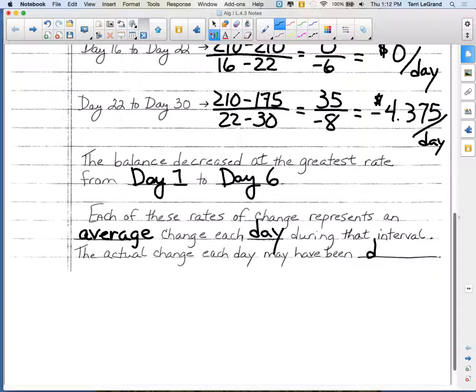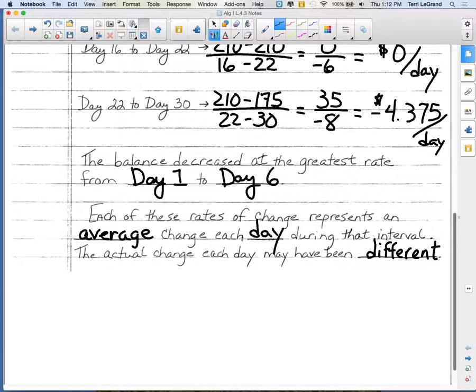The actual change may have been different, okay? Not one of those days from day 1 to day 2, day 2 to day 3, and so on, maybe none of them make it 53, but it averaged out to that, just like your grades average out. You get good grades with bad grades, and hopefully you get more good grades than bad grades, because it averages out to be good.